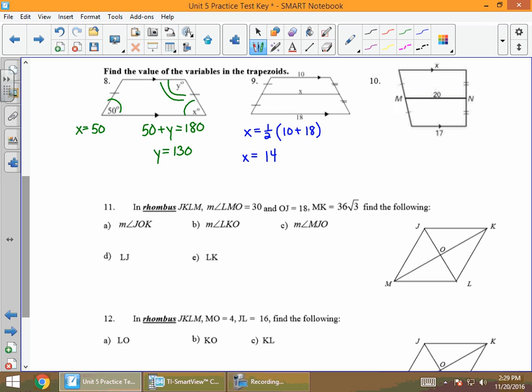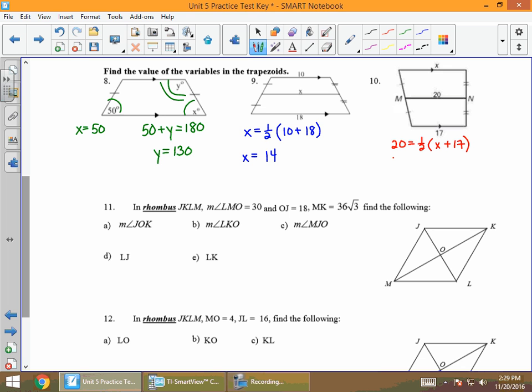Number 10, again, is a trapezoid that shows a mid-segment, so it's the exact same thing. The mid-segment is equal to half of the sum of the other two. So the mid-segment here is 20, and that equals half of the sum of x and 17. Now to get rid of the 1/2, you could distribute. I don't like distributing. I'm going to multiply both sides by 2, actually, to get rid of the 1/2.